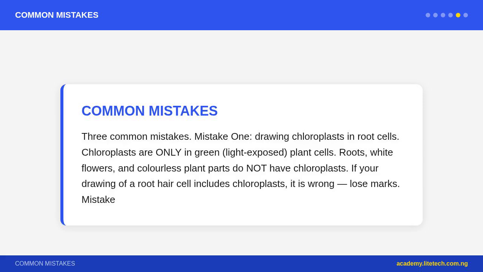3 common mistakes. Mistake 1. Drawing chloroplasts in root cells. Chloroplasts are only in green, light-exposed plant cells. Roots, white flowers, and colorless plant parts do not have chloroplast. If your drawing of a root hair cell includes chloroplast, it is wrong, and you lose marks.